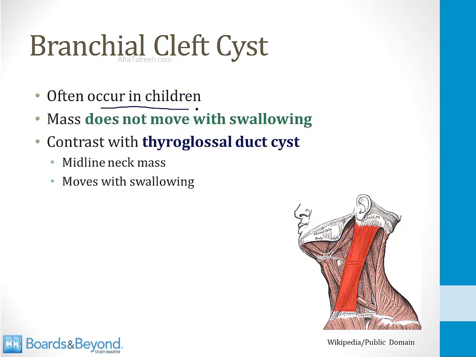These often occur in children, and in a board question this will usually be a child with a neck mass. And a very important finding on physical exam is that the mass does not move with swallowing. Contrast this with another neck mass that occurs in children called a thyroglossal duct cyst, which I talk about in the video on the thyroid gland in the endocrine section. That is usually a midline mass, not a mass below the angle of the jaw, and it moves with swallowing. And that concludes our video on the pharyngeal pouches and clefts.